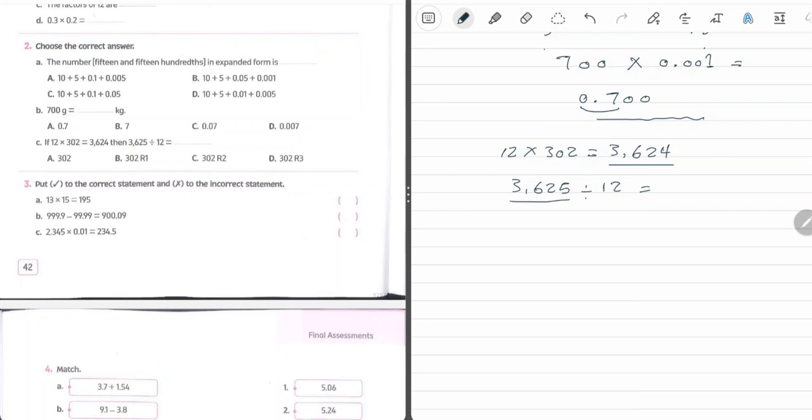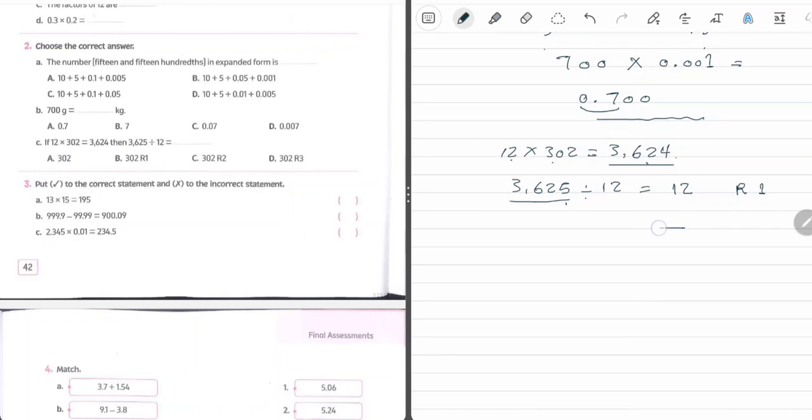What is the difference? The other number increased by 1. So this number divided by 12 equals 302, but if you increase it by 1, this one will be a remainder. So the remainder is 1 and your answer will be 12. So the quotient is 12 and the remainder is 1. This will be number B.